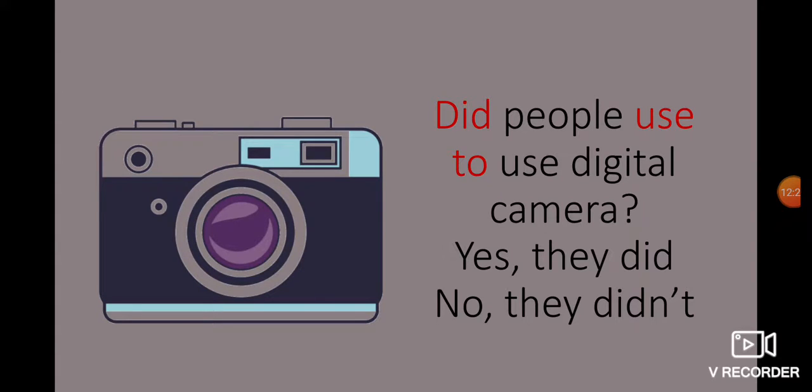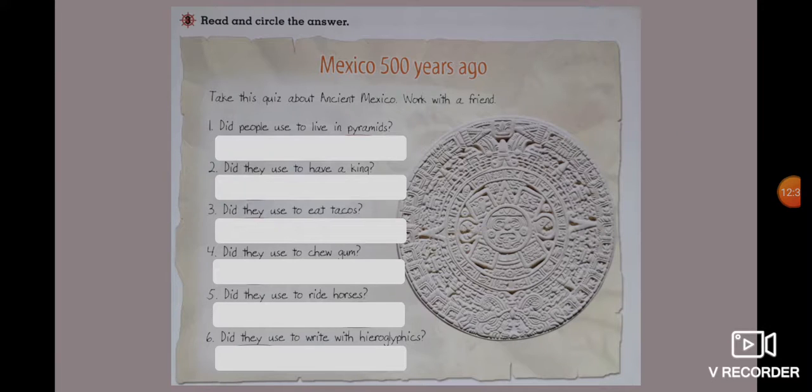Okay, second example. Did people used to use digital cameras? Yes, they did. No, they didn't. Okay, so it's the same case. You use an auxiliary and then you use the main form of "used to." Okay, excellent. Let's see. Now, we read and circle the answer.